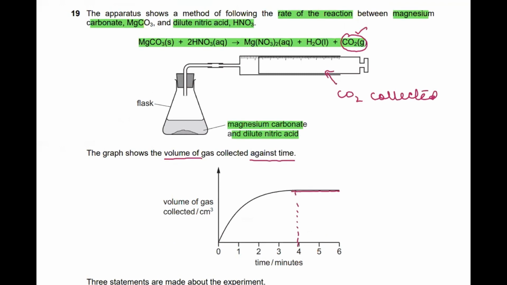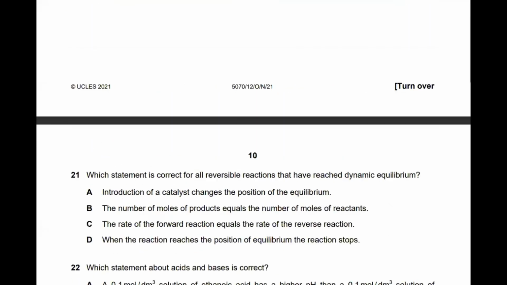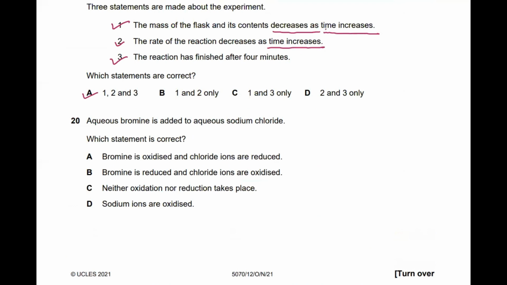Zooming back to normal, let's have question number 20 now. Question number 20 is: aqueous bromine is added to sodium chloride. It's the bromine being added to NaCl. Okay, so we have one halide and we have another halogen, the reaction between the two. So this can be a displacement reaction.